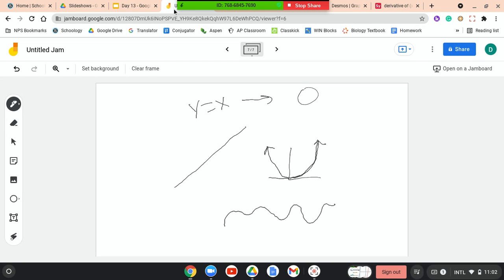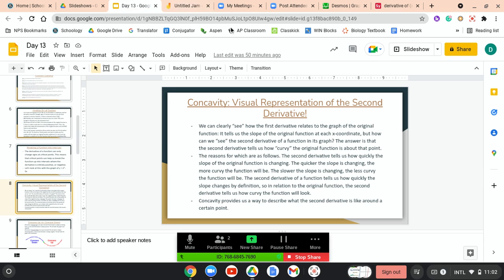Yes. So now, if you look at a function, we could see the first derivative of a function by looking at its slope. We could see it manifest itself in the original function. Now we can see the second derivative manifest itself in the original function through its curviness.